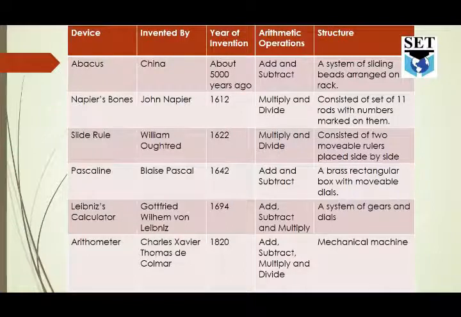Now here is a brief table about each device. Spend some time reading it, to see how they work and what their basic structure is. The first device is the abacus. It was invented in China about 5,000 years ago. The main function it can perform is addition and subtraction. It is a system of sliding beads arranged on a rack.